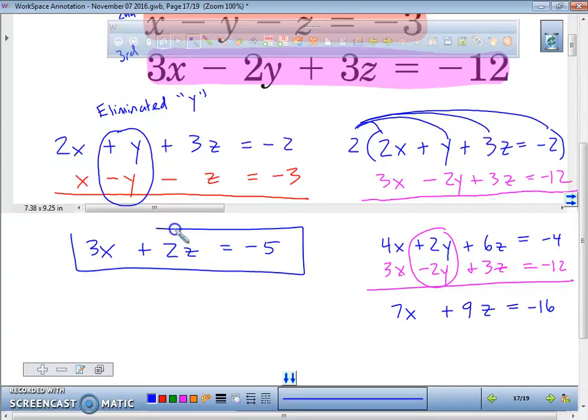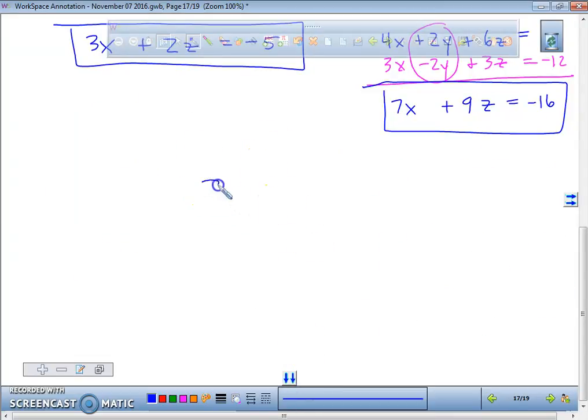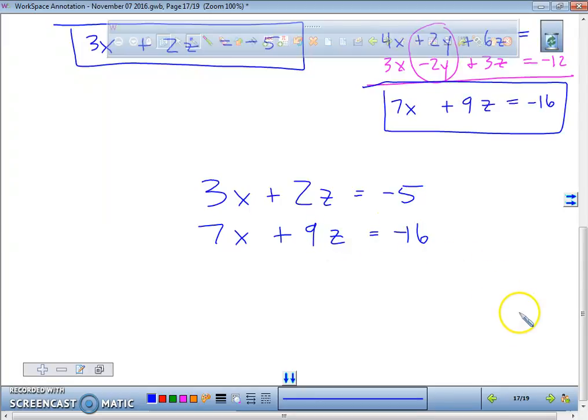Now I have another equation. I've gone from a 3-variable equation down to a 2-variable equation. Make it nice and big. I've got a 3x. I've got a 2z, and that's equal to a negative 5. I've got a 7x. I've got a 9z. That equals a negative 16. We have to make a choice now. We have to choose whether we want to eliminate our x's or our z's.